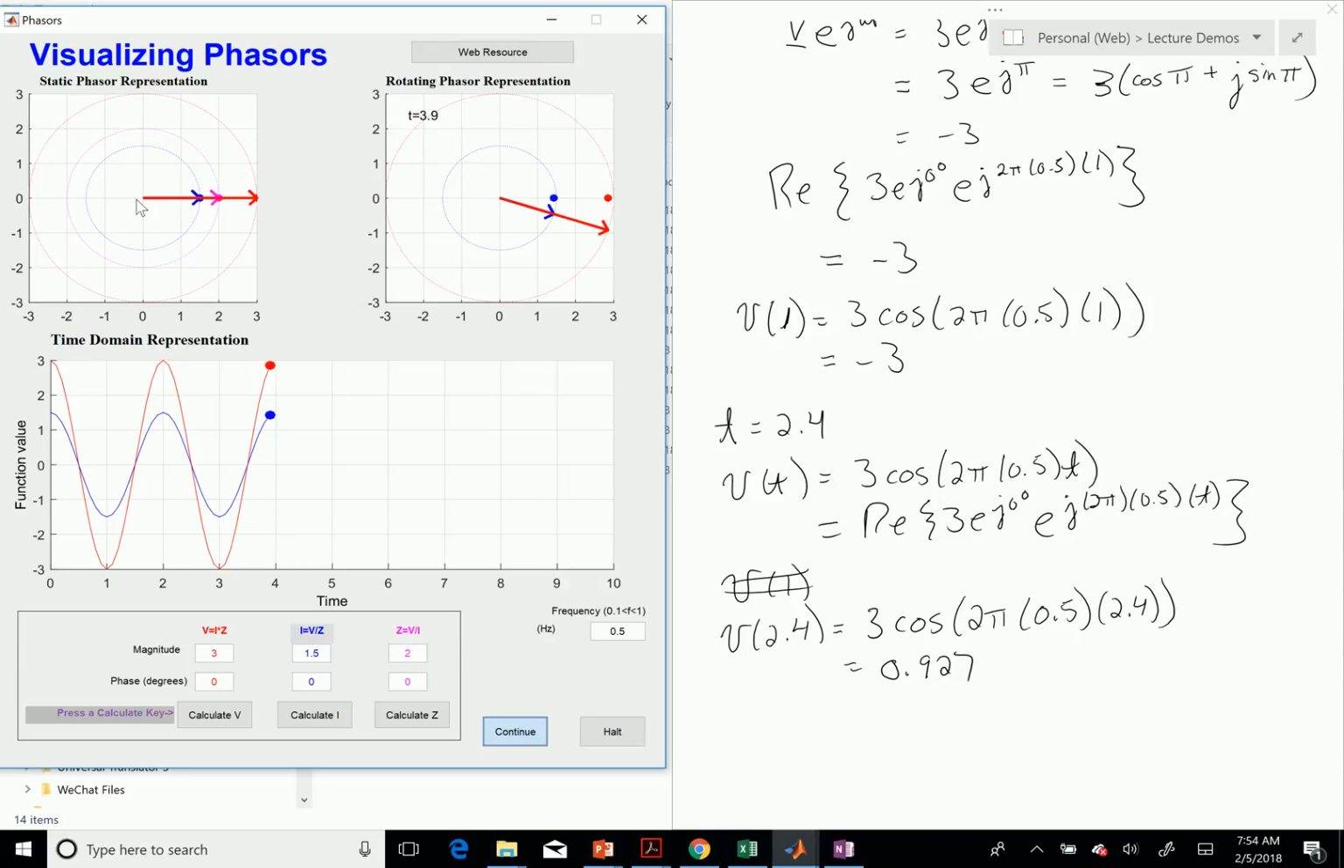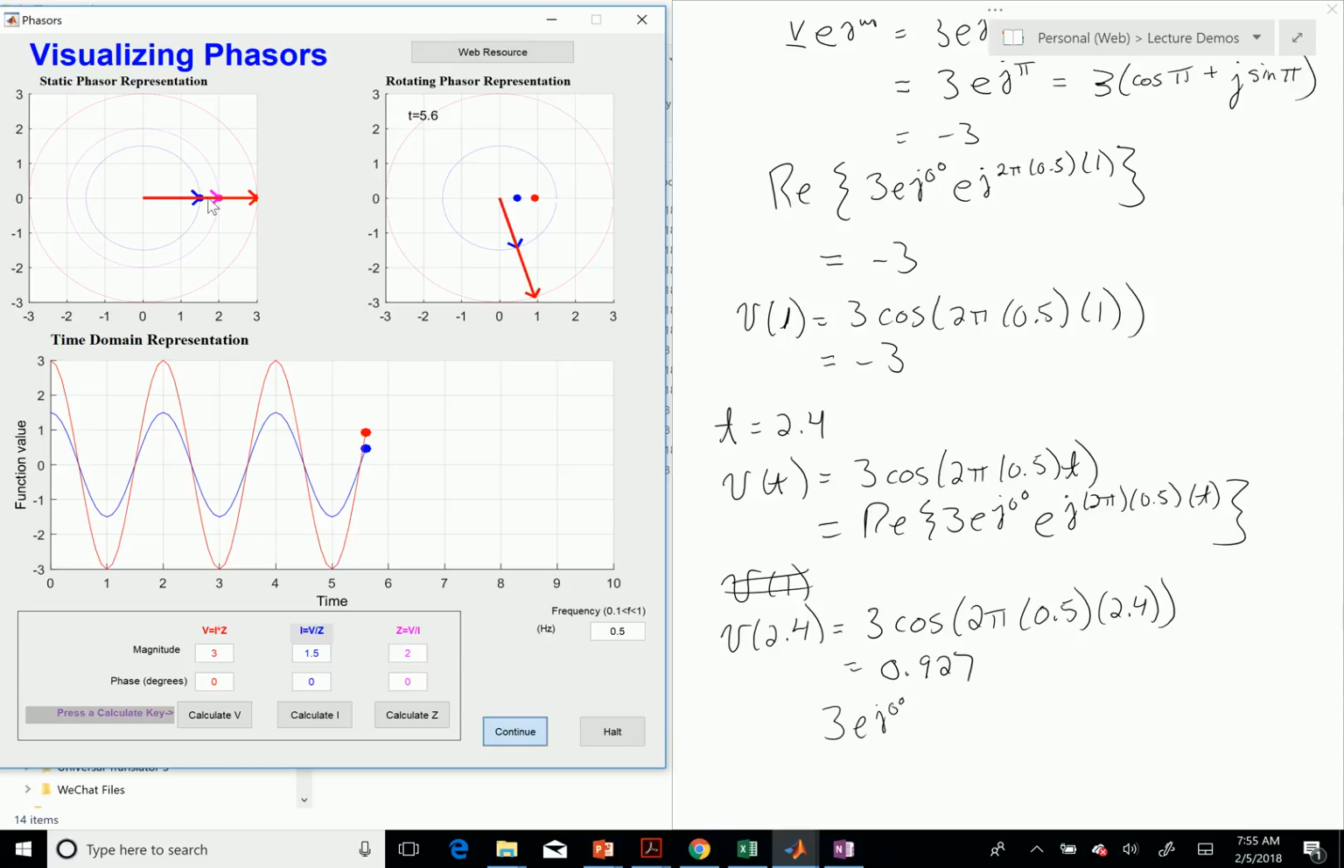Notice that the static phasor piece, just that 3 e to the j 0, never rotates. The reason we use this is because if you look at what's going on between the phasors as they move, there are relationships between each other at any given time. So I can pause this at any given point. Those rotating phasors are always having the same phase relationship with each other.